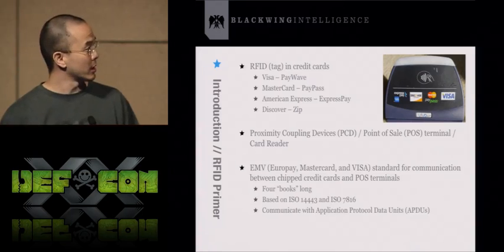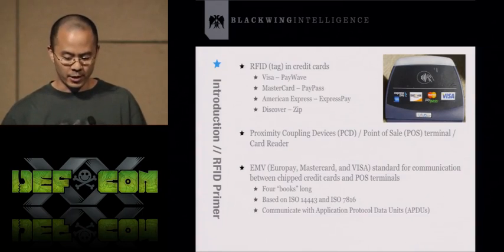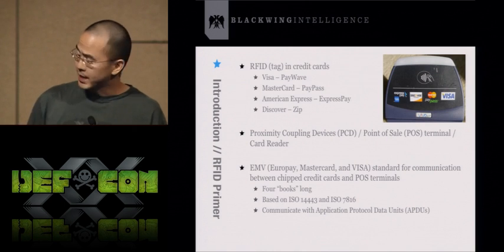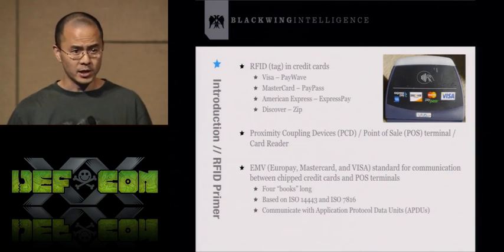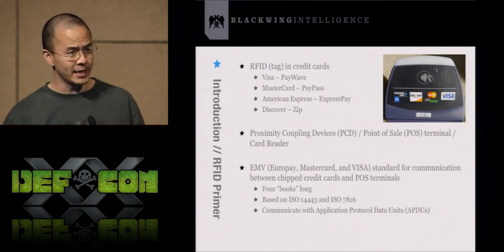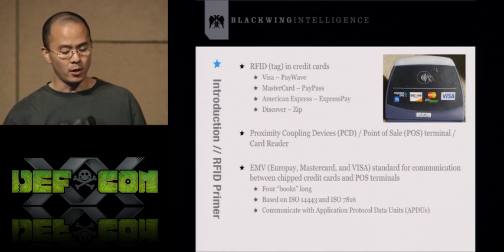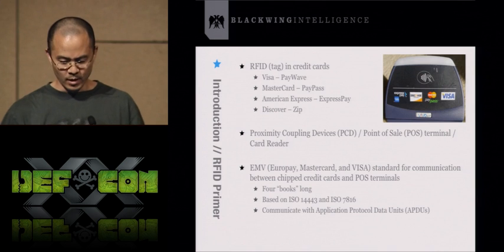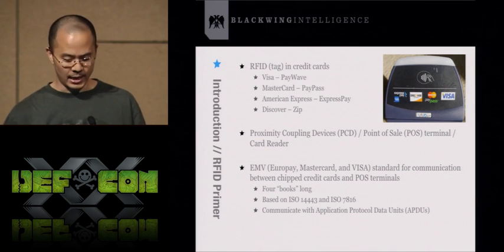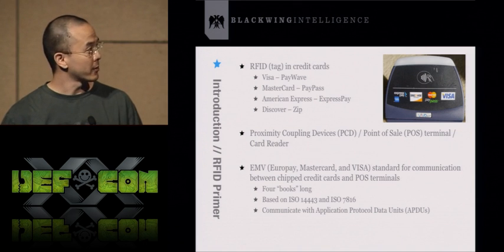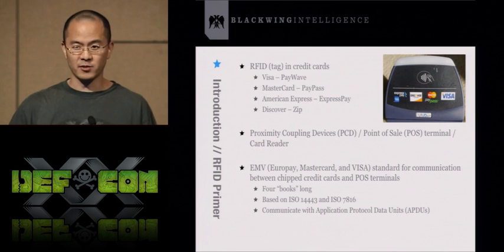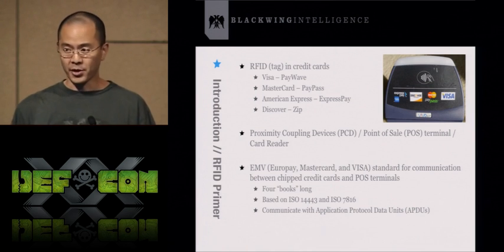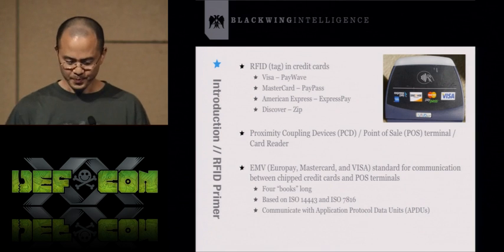Now, the communication protocol used between a credit card and a credit card reader is called the EMV standard. This is basically MasterCard, Europay, Visa. They got together in Europe and decided they wanted to come up with a standard for smart credit cards. This standard is used for both contact-based chip and PIN credit cards and RFID-based credit cards. The protocol is based on ISO 14443 and 7816. The EMV books themselves are about 750 pages long. It consists of 4 separate books. Book 3 is probably the most interesting one in terms of protocol.